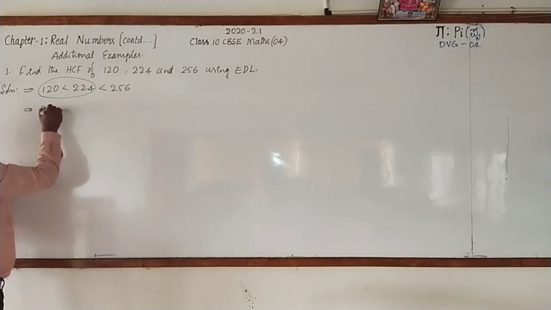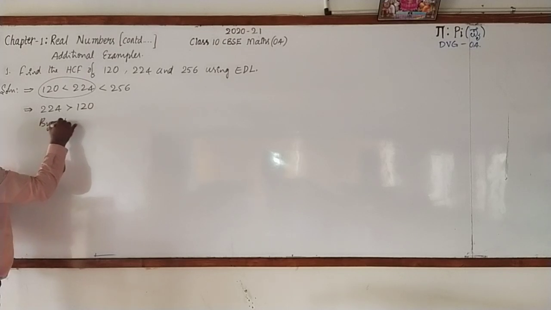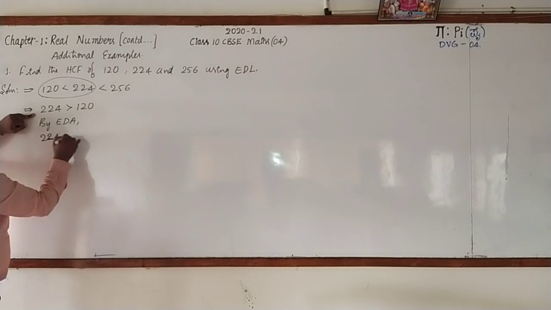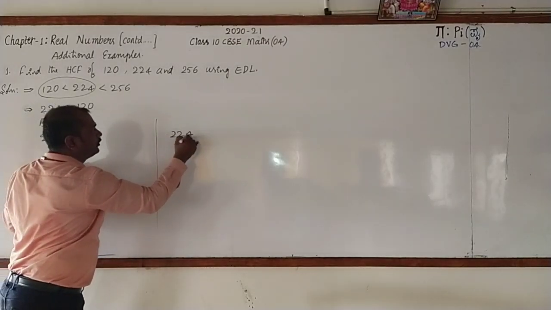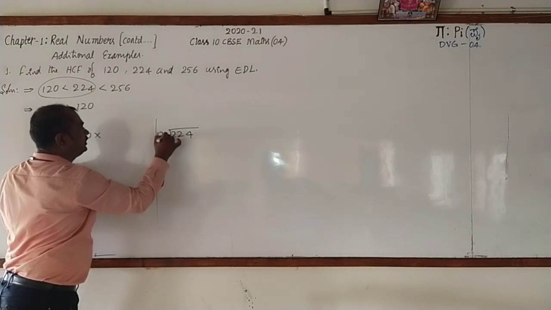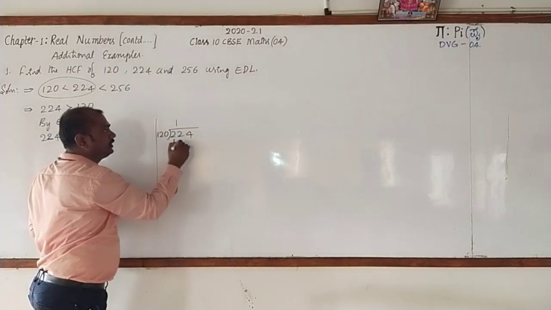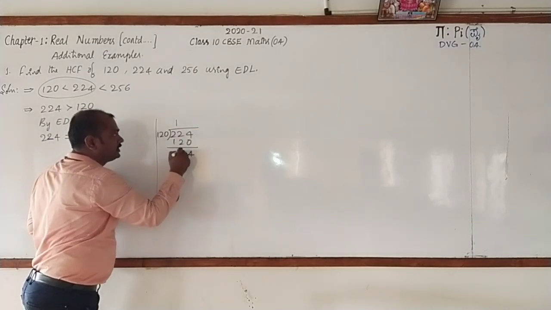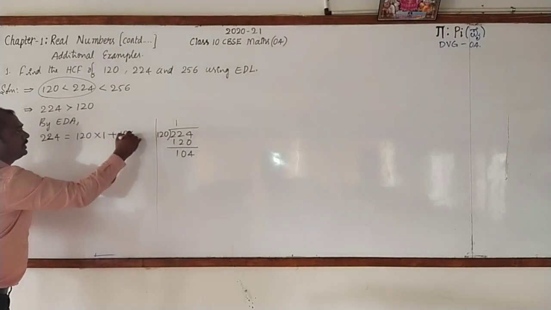In 120 and 224, 224 is greater than 120. So apply Euclid's division algorithm. Then 224 can be written as 120 times something. 224 should be divided by 120. 120 twos are 240, so I take ones. 120 ones are 120, and the remainder is 104. So 224 = 120 × 1 + 104.